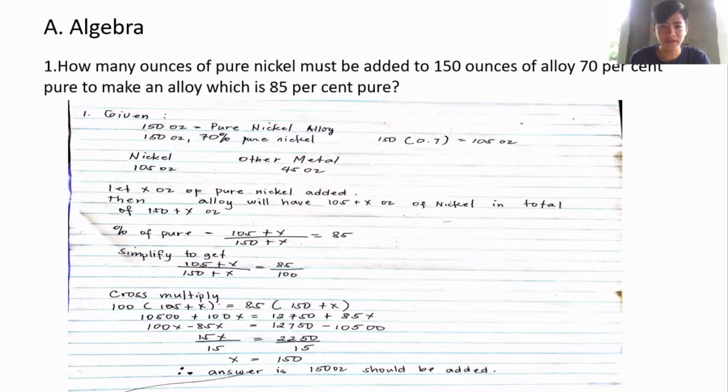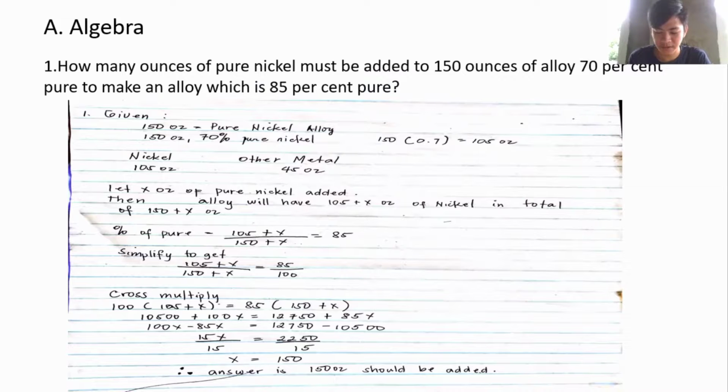How many ounces of pure nickel must be added to 150 ounces of alloy, 70% pure, to make an alloy which is 85% pure? Given: 150 ounces of alloy, 70% pure nickel. 150 times 0.7 equals 105 ounces nickel, and 45 ounces other metal.